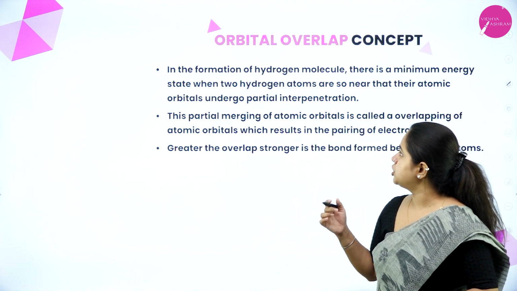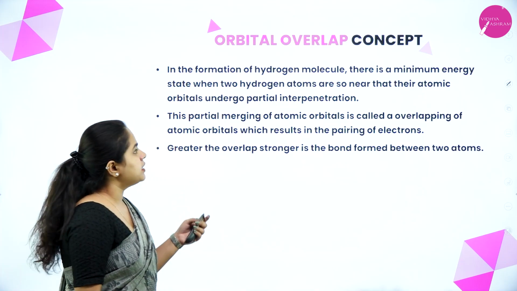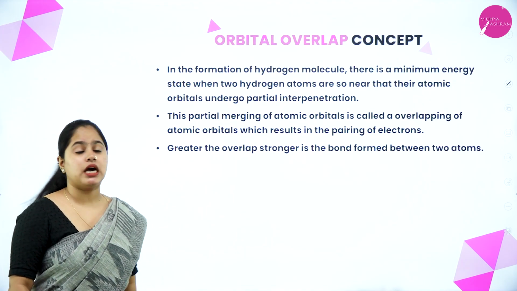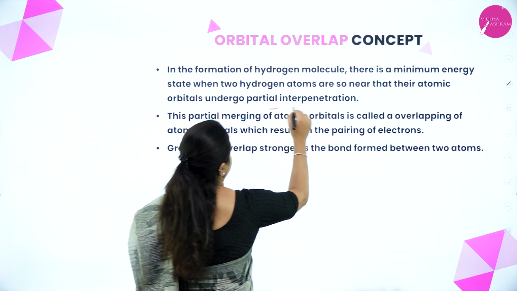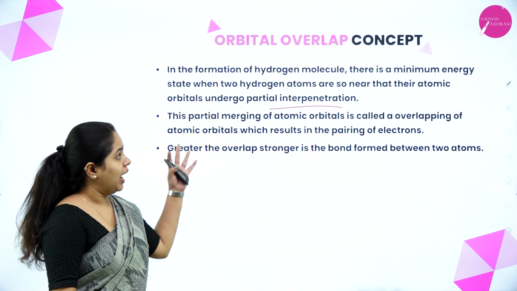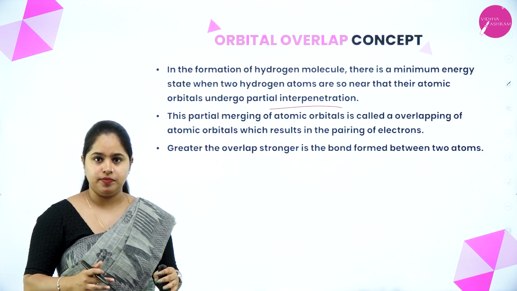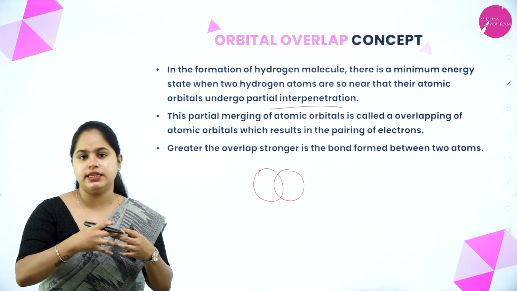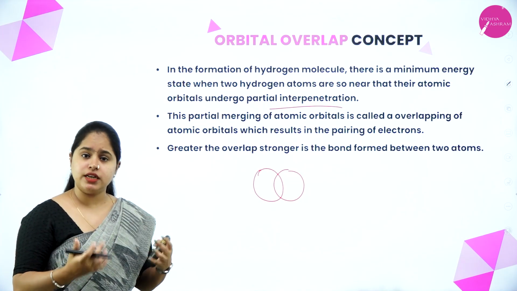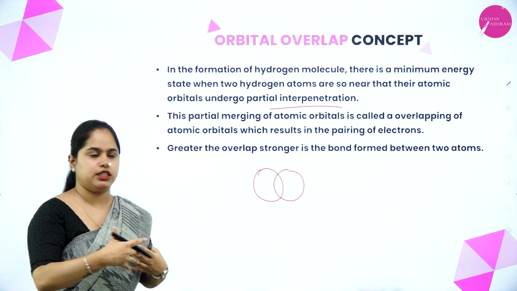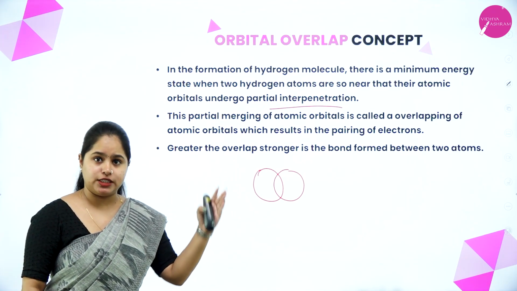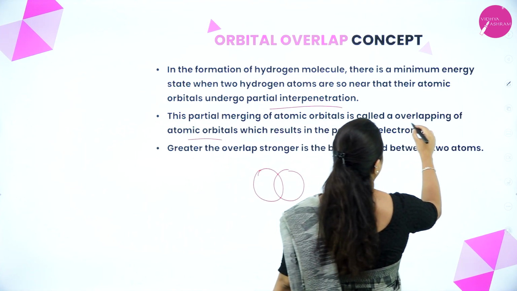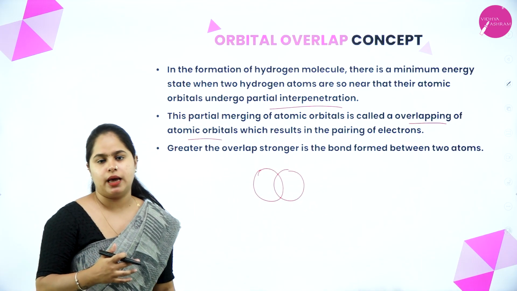Now, in the formation of the hydrogen molecule, there is a minimum energy state when two hydrogen atoms are so near that their atomic orbitals undergo partial interpenetration. That is what we discussed now. When the minimum energy stage is attained, the atomic orbitals will be overlapping with each other. That is, partial interpenetration will be happening. For that, we say that atomic orbitals are overlapping with each other. This partial merging of atomic orbitals is called overlapping of atomic orbitals.